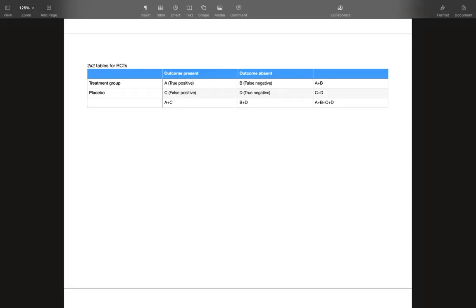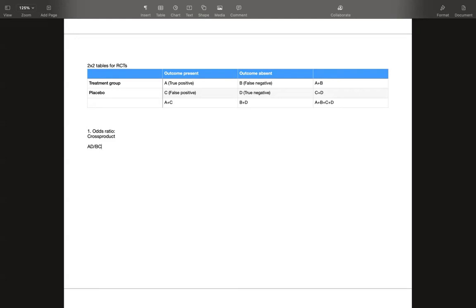As we found out the odds ratio, here we can also find out the odds ratio by the cross product. And what would it be? It would be A into D divided by B into C. Simple. Okay.